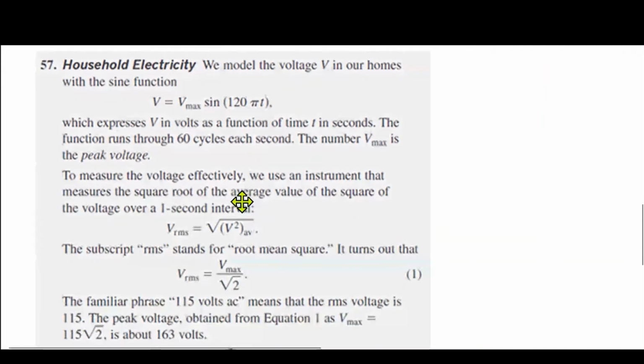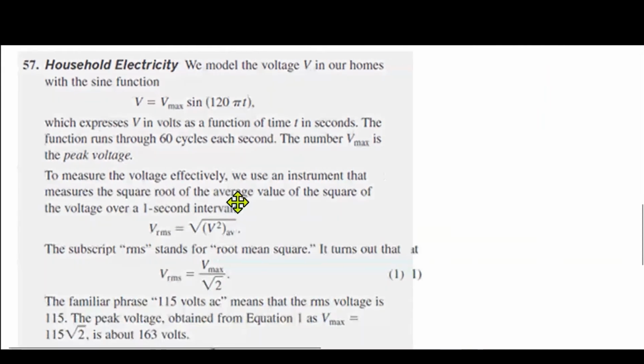When you say electricity, do you happen to know the voltage out of your wall outlet in the United States? 110, 115, roughly. This problem is saying 115. Officially they say 110, right? What does that mean?